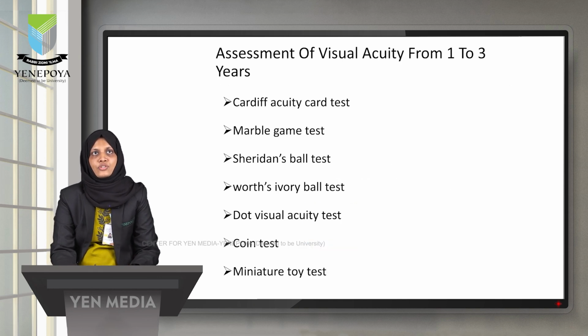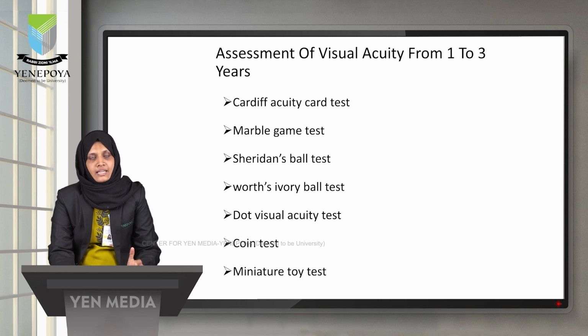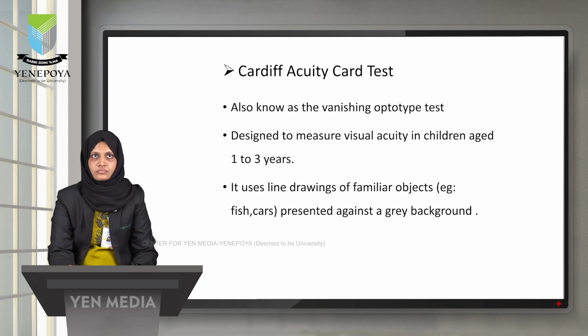Now we are looking into the assessment of visual acuity from 1 to 3 years. In this age group, a child is able to visually differentiate objects. So the tests mentioned are most helpful in this age group. The tests are the Cardiff Acuity card test, marble game test, Sheridan's ball test, Worth's ivory ball test, dot visual acuity test, coin test, and miniature toy test. Let's go through them one by one.